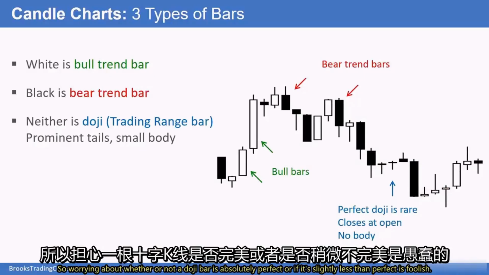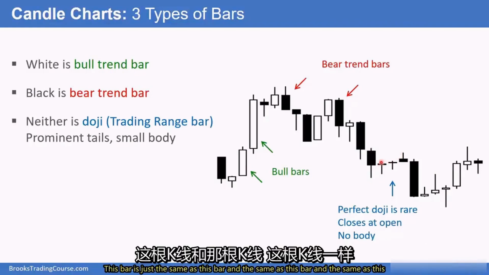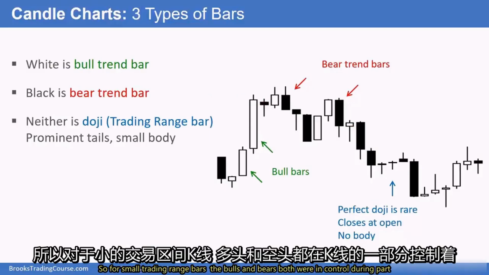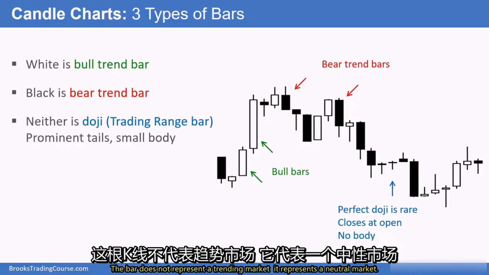So worrying about whether or not a doji bar is absolutely perfect or if it's slightly less than perfect is foolish. It doesn't matter. This bar is just the same as this bar, and the same as this bar, and the same as this bar. They're small trading range bars. The bulls and bears both were in control during part of the bar, and that's all I care about. The bar does not represent a trending market. It represents a neutral market.